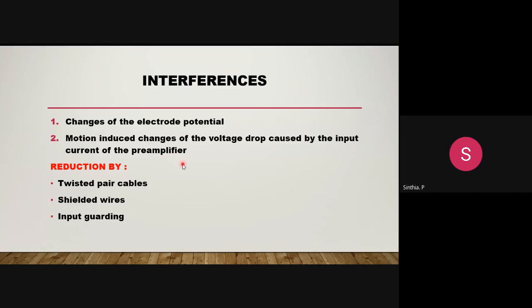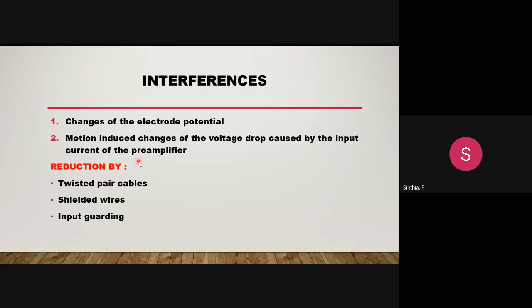As such, two interference signals are generated as motion artifacts. First one is the changes of the electrode potential, and second one is motion induced changes of the voltage drop caused by the input current of the preamplifier. These are the possible two interferences that may be generated.